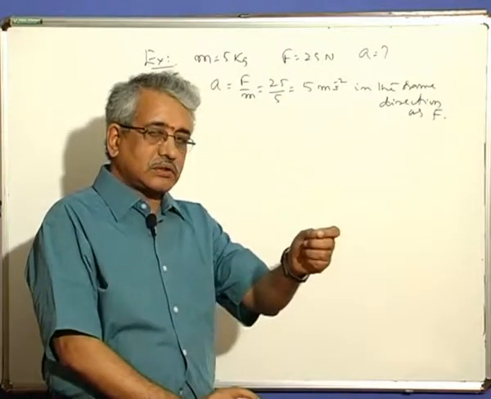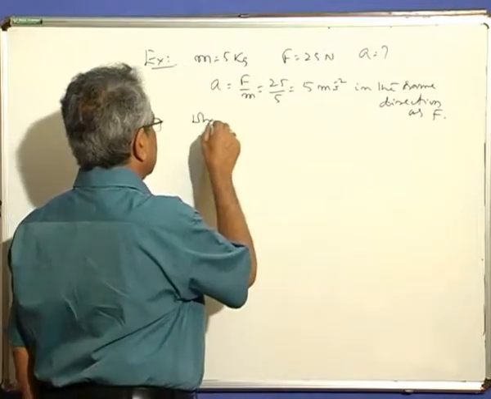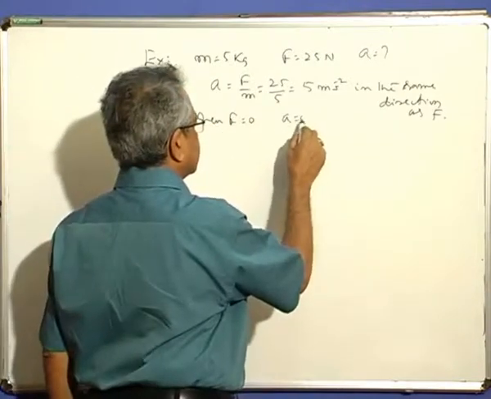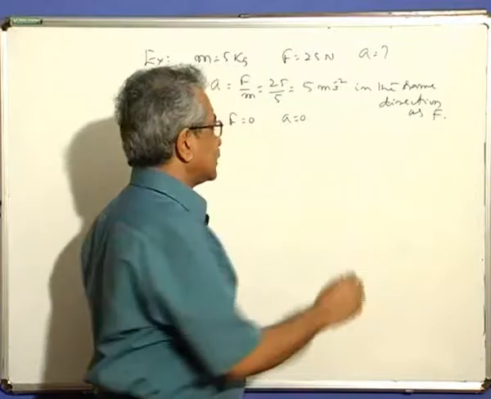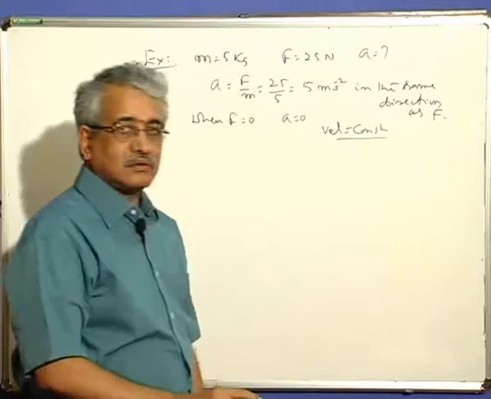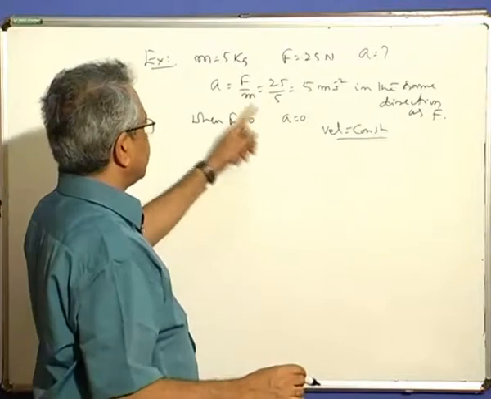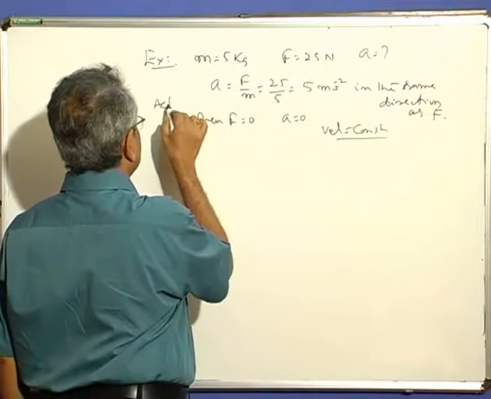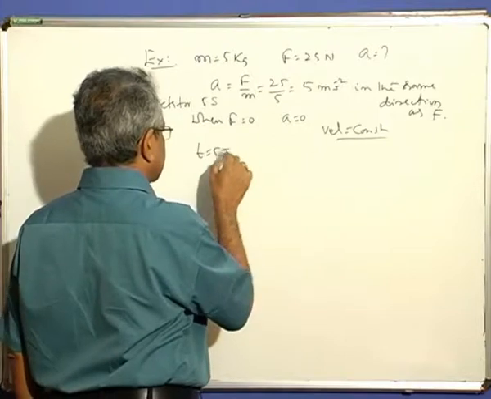Suppose now the force ceases to act. Suddenly the force becomes 0. What happens now when the force becomes 0? Acceleration becomes 0. When the acceleration becomes 0, velocity becomes constant. The body will start moving with constant velocity. So what will be the velocity? Suppose this force acts for 5 seconds, say. That means t is equal to 5 seconds.